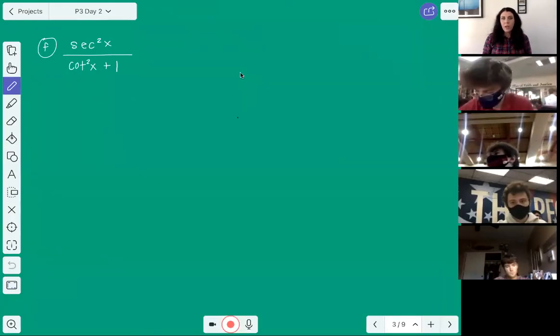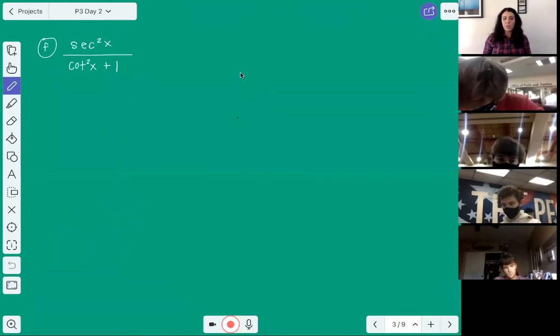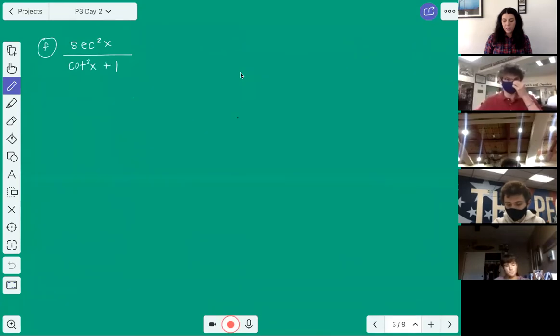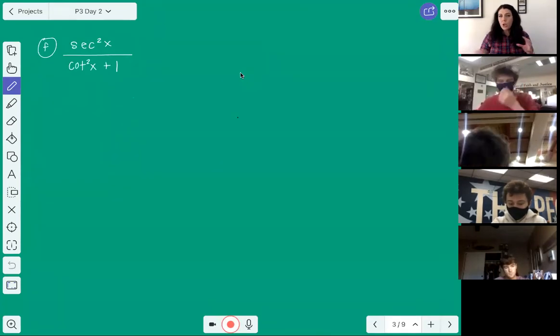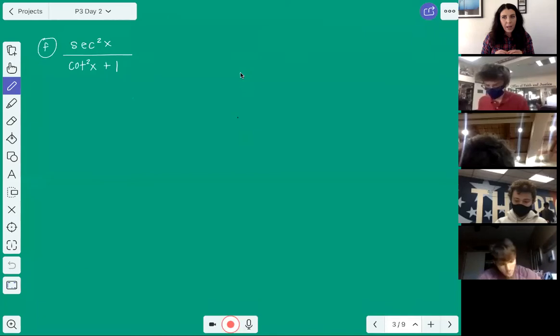Okay, so we're starting off with this equation, which is secant squared over cotangent squared plus 1. I would like you to try to make a first step here. See what you can do, see anything you can identify. Try to do it without looking back at your notes.